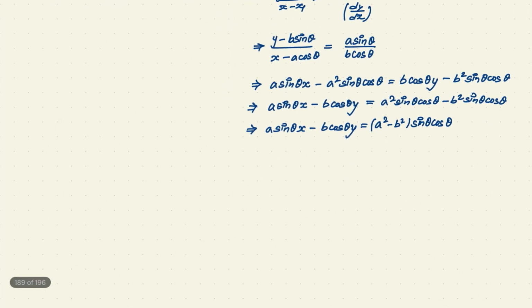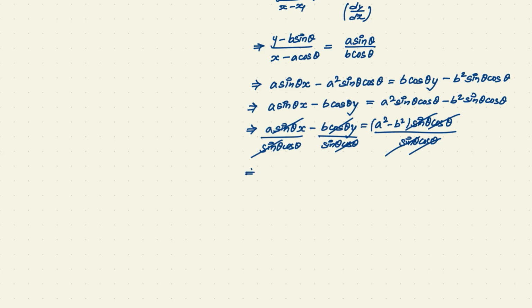Now if I divide both sides with sin theta cos theta, then this sin theta cos theta got cancelled, here cos theta and cos theta got cancelled, sin theta got cancelled. So this implies a into 1 by cos, which can be written as a sec theta x, because 1 by cos is sec, minus b into 1 by sin is cosec, so it will be cosec theta y equals to a square minus b square. So this is the required equation of the normal.